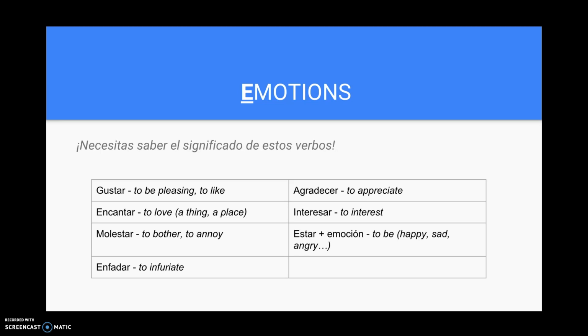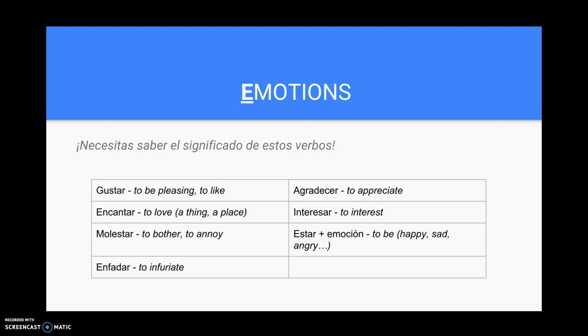Encantar, which means to love a thing or a place. Molestar, to bother or annoy. Enfadar, which is to infuriate. Agradecer, to appreciate. Interesar, to interest. And estar plus an emotion, so estar triste, estar feliz, etc. Be aware, that means to be happy, sad.